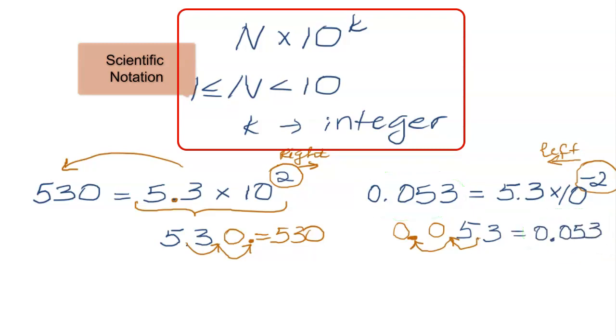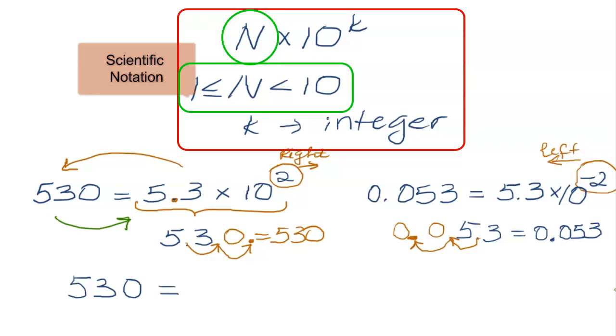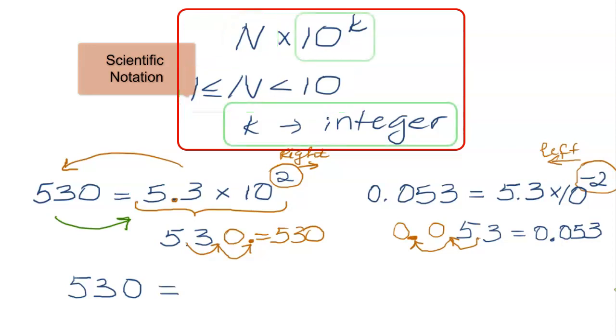0.053. The next question would be, how do we decide what power to put here and where to put the decimal when we convert a number from standard to scientific notation? Let's look again at 530 and convert it to scientific notation. Remember, scientific notation consists of two parts: a number between 1 and 10, not including 10, and 10 to an integer power. Start looking at the digits from left to right. The first non-zero digit will be your first digit in the scientific notation.